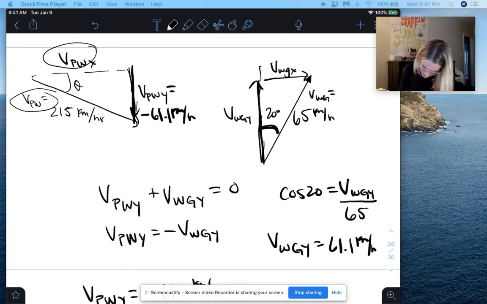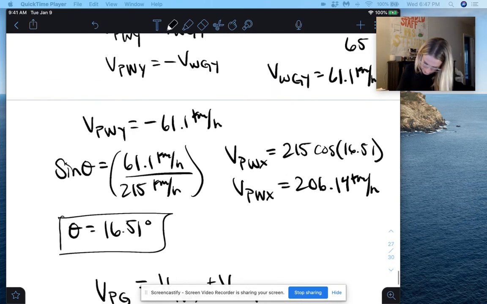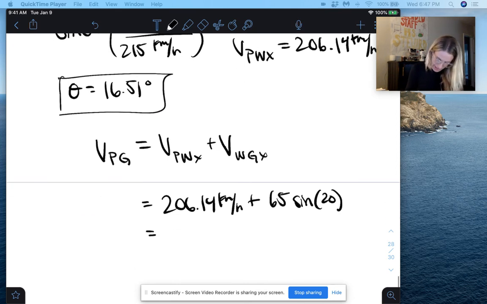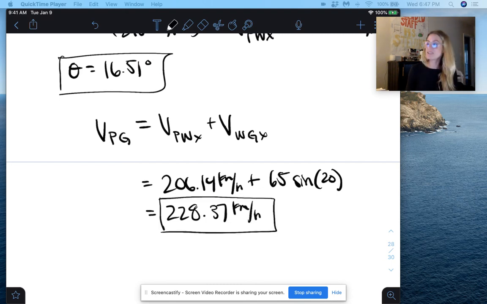So the sine of the angle is the velocity of the wind relative to the ground in the x direction over 65. So that will be 65 times the sine of that angle, which was 20 degrees, right? Yeah. So here we end up getting 206.14 plus 65 times the sine of 20, which is 228.37 kilometers per hour. Now we only found the x direction because the plane is only going in the x direction. We can see that from the picture.